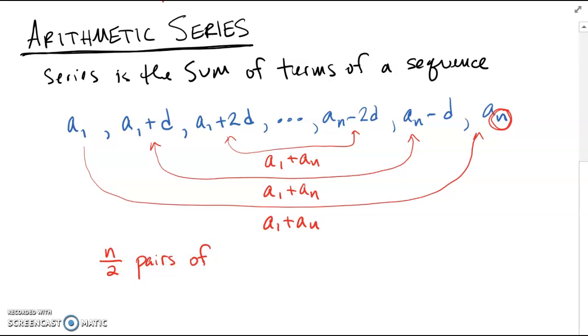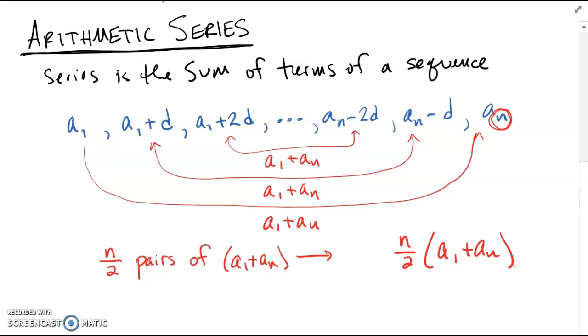And then how much is each value, or each pair in this case? A sub 1 plus a sub n. So therefore we come up with a really simple formula that is n over 2 times a sub 1 plus a sub n.